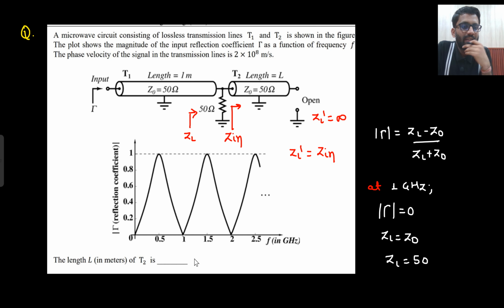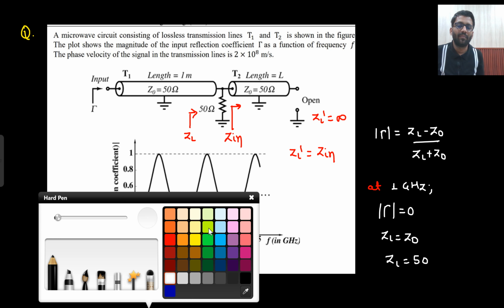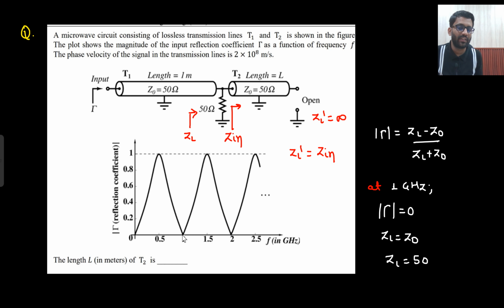Now next what I can think is length equal to lambda by 2. So what is the next time when the reflection coefficient is 0? That is 1 gigahertz. That means when your length is lambda by 2, if you consider your length to be equal to lambda by 2, then at that time, what frequency do you need to pick? 1 gigahertz.